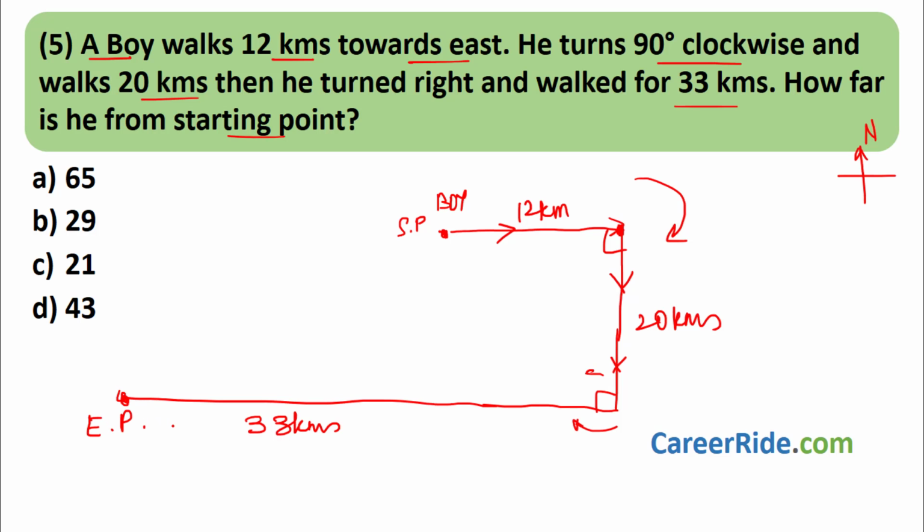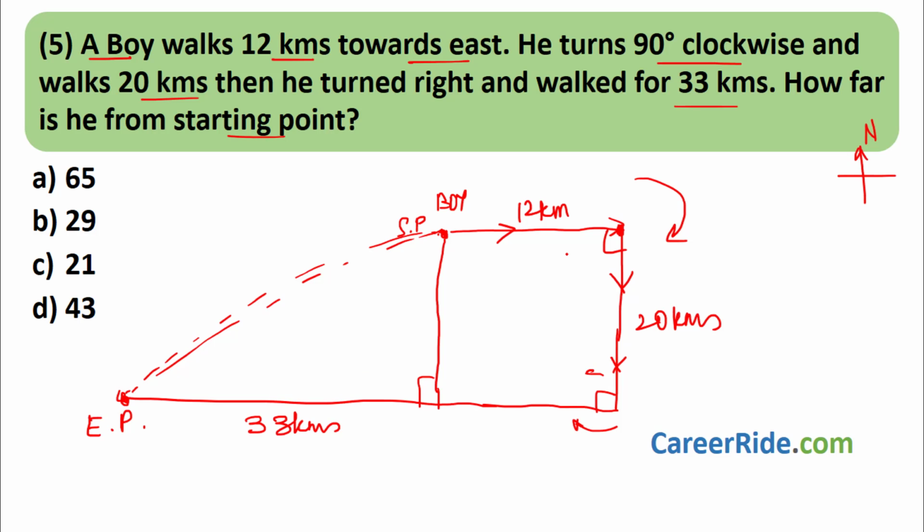We have to find how far he is from the starting point, that is, how far the boy is from this point, okay, this straight line which is there. We have to find the distance. Now this is not a familiar geometric figure, but say if we draw a line like this, this becomes a rectangle and this becomes a right angled triangle, okay.